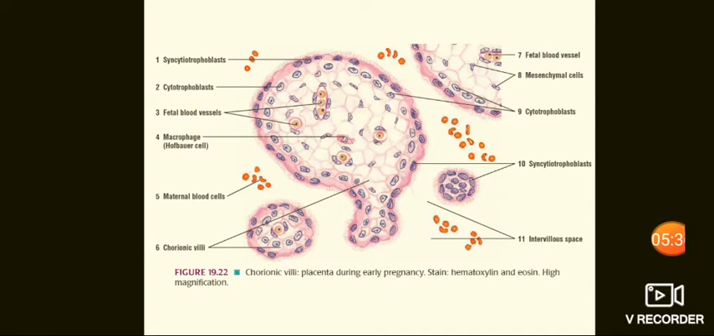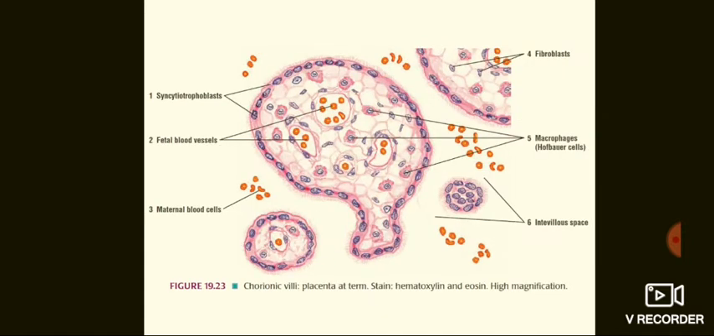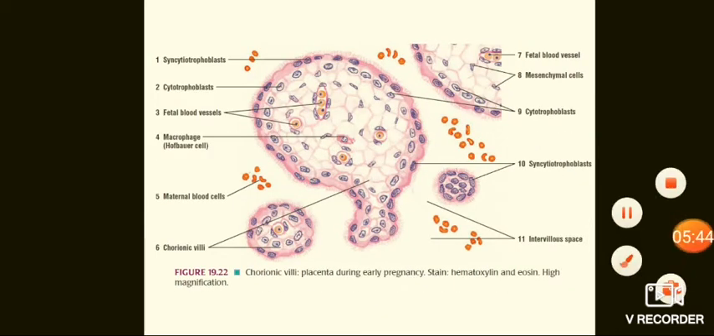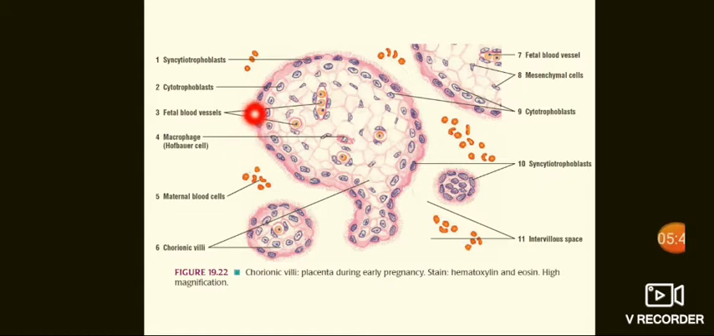This picture shows the structure of chorionic villi during early pregnancy. The chorionic villi has the outer wall of syncytial trophoblast, which is a multinucleate protoplasmic mass without intercellular boundaries, and the syncytial trophoblast is darkly stained. Inside the syncytial trophoblast, lightly stained cytotrophoblast is seen. Here cuboidal cells are seen, and these cells are having intercellular boundaries.